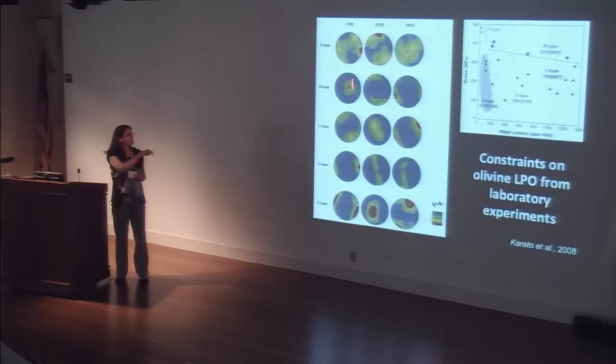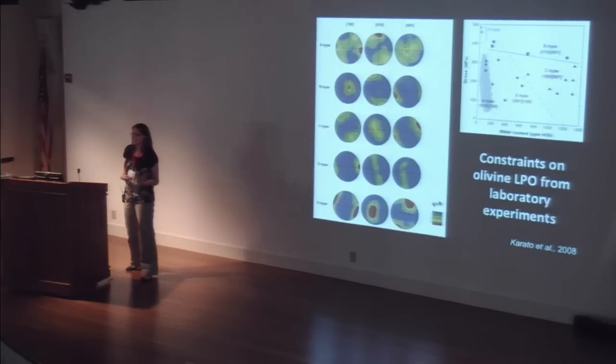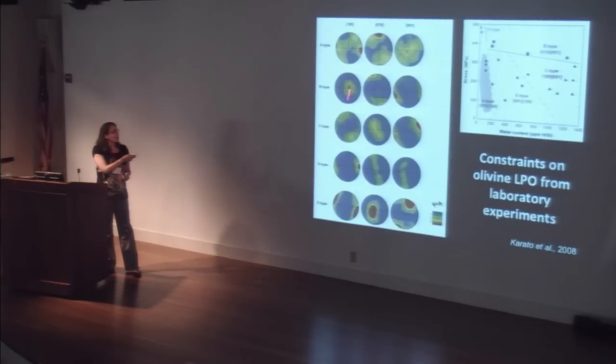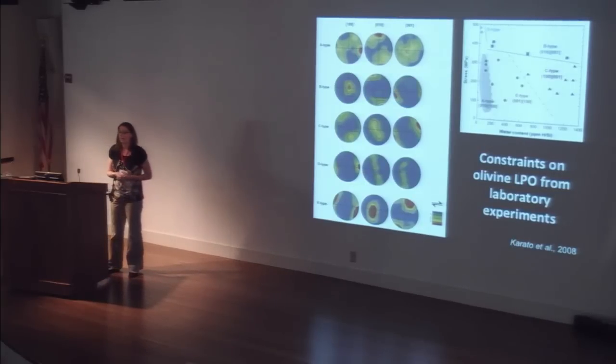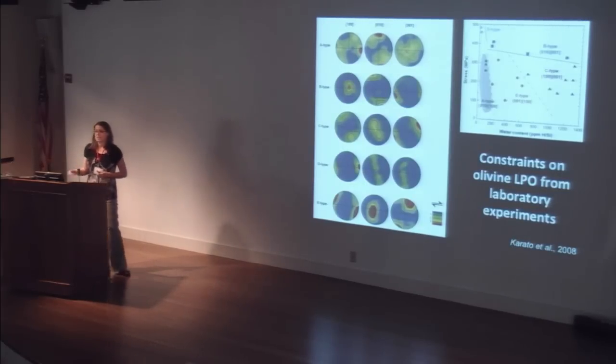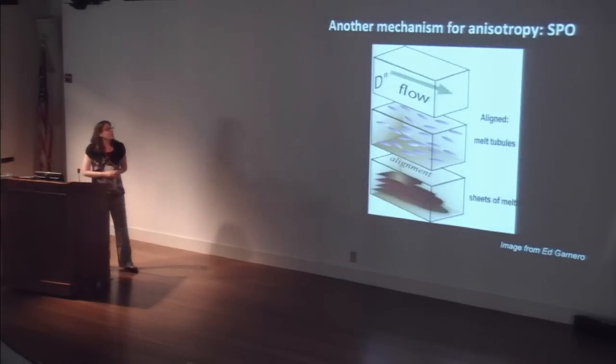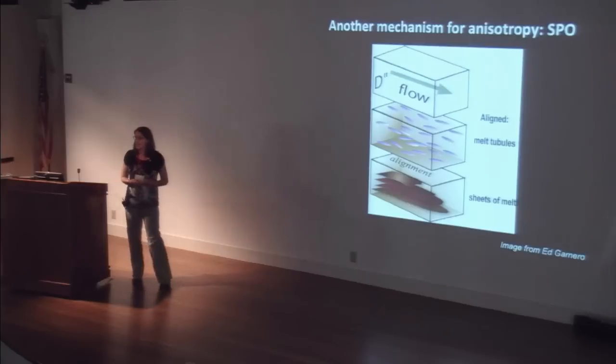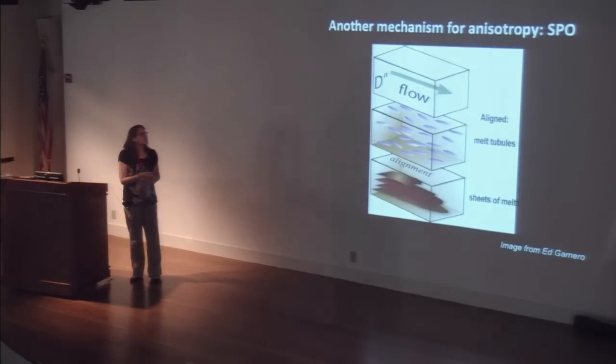But this certainly presents a challenge to seismologists because now we have to worry quite a bit about what type of olivine fabric we might have in the region where we're trying to interpret our seismic anisotropy measurements. There is another mechanism for anisotropy other than LPO, and that's shape preferred orientation, or SPO.